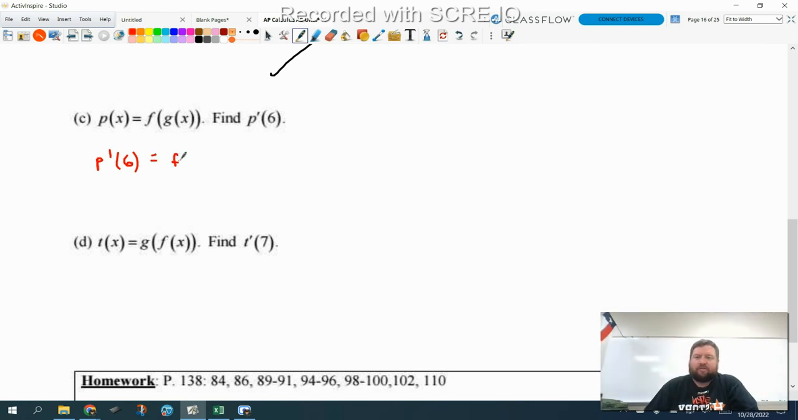Start with the outside function, f prime. Keep the inside the same, g of, and then 6 instead of x. And then make sure you multiply by g prime of 6. All right, so now we're going to use our graph to find these values. So we're going to have f prime of g of 6. So let me go up here.